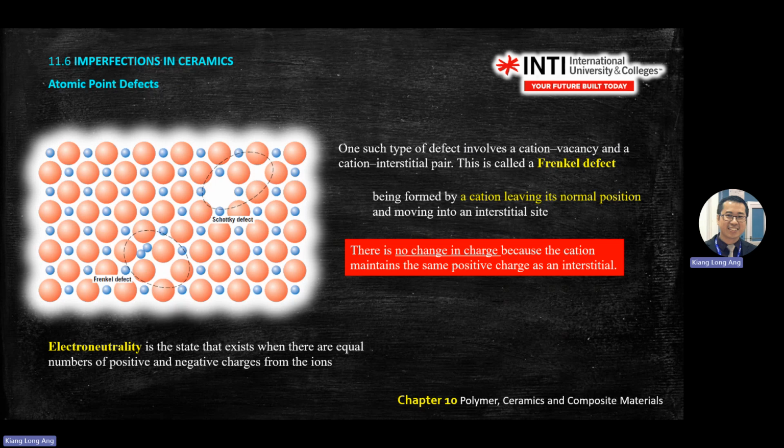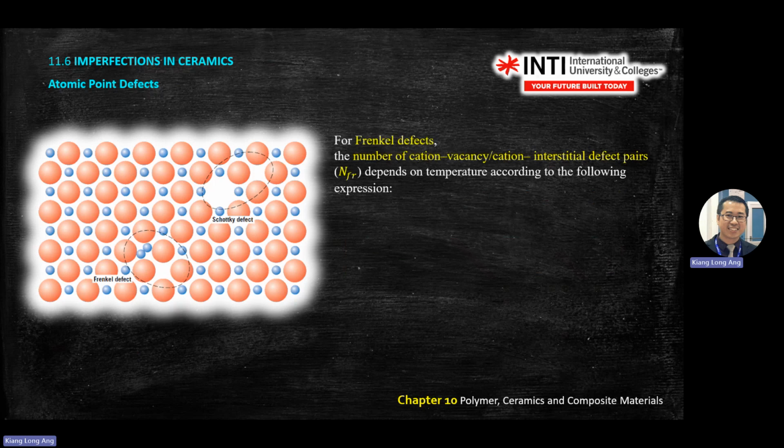How they form is when a cation leaves its normal position and moves into an interstitial site. Okay, like this one. So they move out from here and then they forget where they parked. They park beside another cation. But there's no change in charges, because the charges are still the same. They only change position. Okay, so this one, electronegativity. What is electronegativity? This one you read, when the charge is equal.